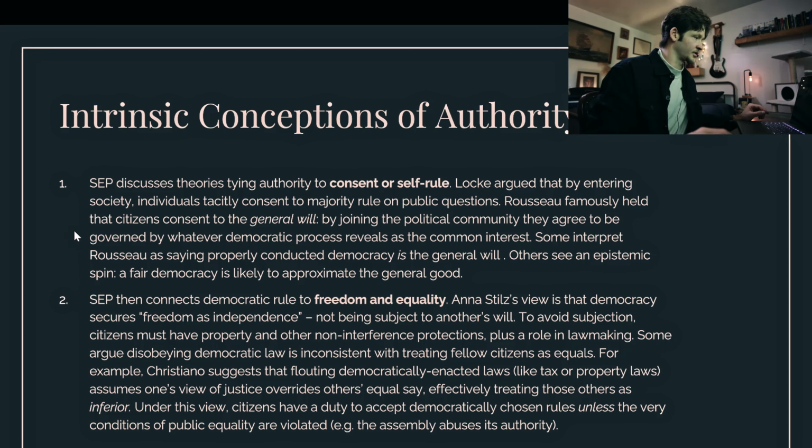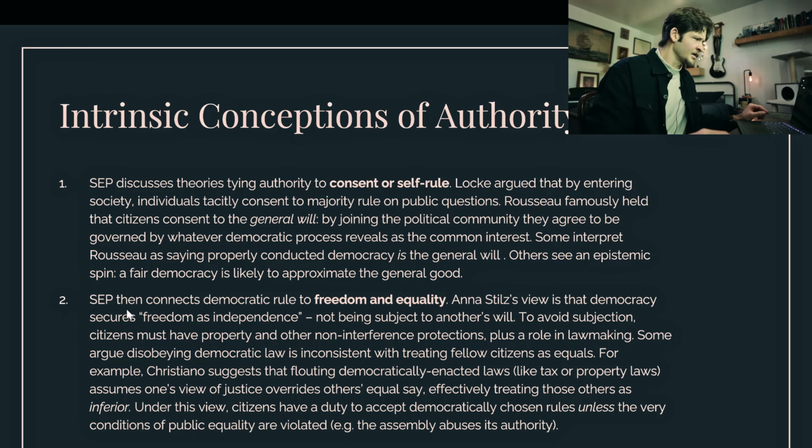Now, in terms of conceptions of authority, 1. The SCP discusses theories tying authority to consent or self-rule. Locke argued that by entering society, individuals tacitly consent to majority rule on public questions. Rousseau famously held that citizens consent to the general will. By joining the political community, they agree to be governed by whatever democratic process reveals as the common interest. Some interpret Rousseau as saying properly conducted democracy is the general will. Others see an epistemic spin. A fair democracy is likely to approximate the general good.